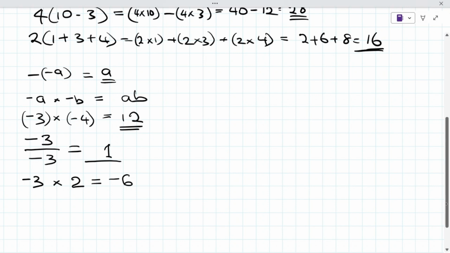And likewise, a positive number divided by a negative number will always give us a negative answer. So 4 divided by 2 is 2, and positive divided by negative will always give us a negative answer.